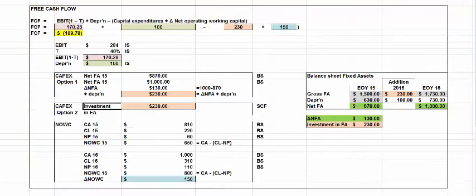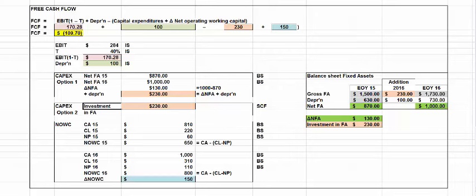Now let's walk through the free cash flow calculation step by step. The result is shown. Free cash flow is a negative $109.70 million. We need EBIT from the income statement, $284 million, and the tax rate from the income statement, 40%. Using these, we can find EBIT times 1 minus the tax rate, after-tax operating income, $170.28, and depreciation and amortization from the income statement, $100.